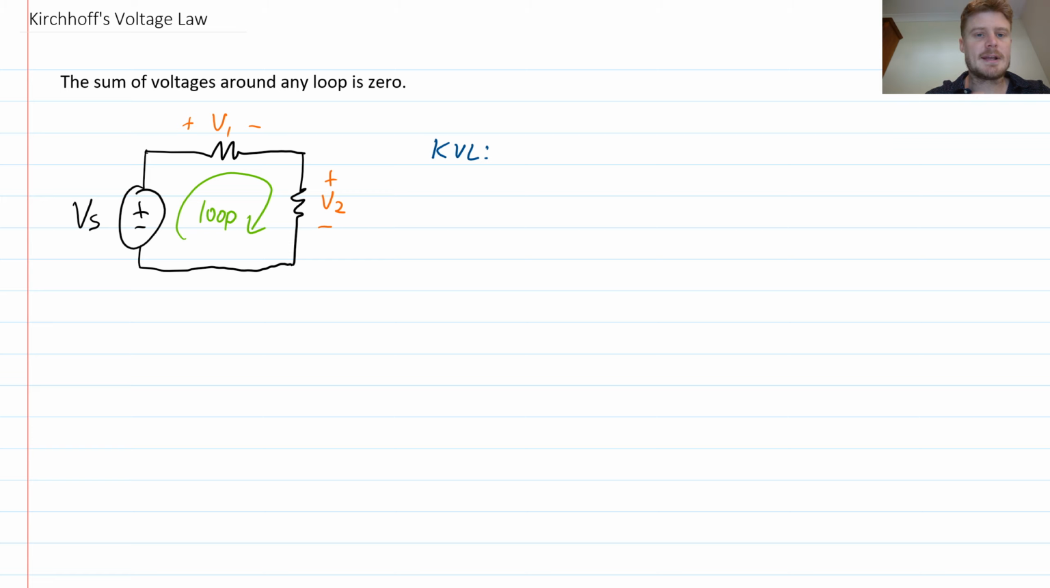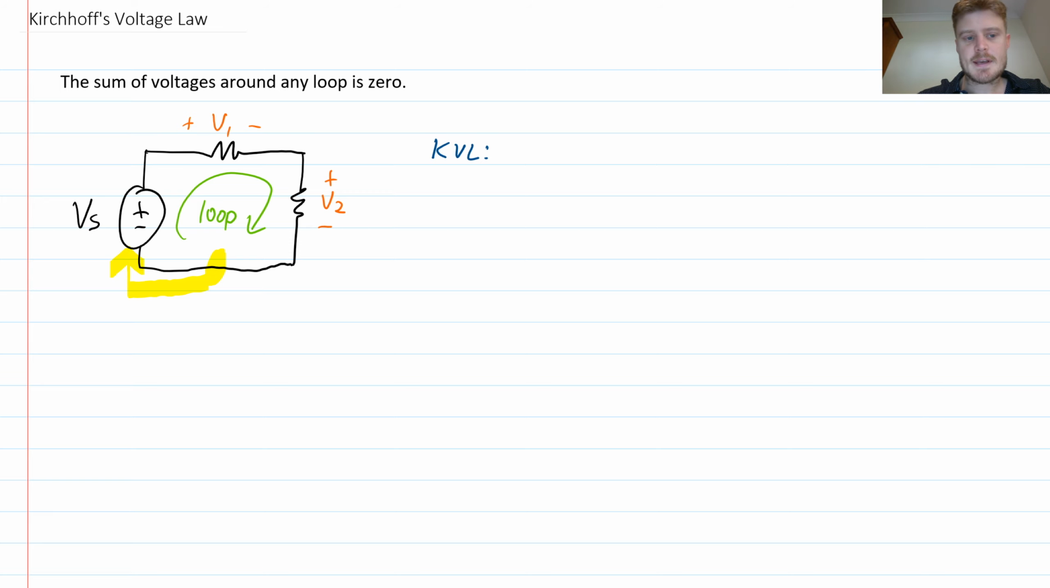So I choose some place to start. I'm going to choose the node at the bottom here. Now that's an arbitrary choice. I could have started anywhere. And I'll also choose a direction. I'm going to go clockwise. Again, that's an arbitrary choice. But starting from here, I kind of run around my circuit and I look at what I see.